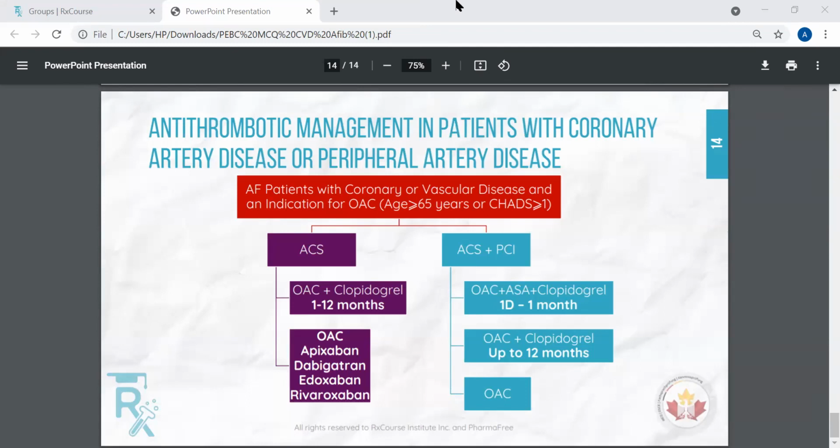When we come to the part of atrial fibrillation, anyway, again, if the patient has atrial fibrillation and has recent elective PCI, at that point I look at the age. If the age is less than 65 and the patient CHADS score is 0, I will give the patient only aspirin plus clopidogrel for 12 months.